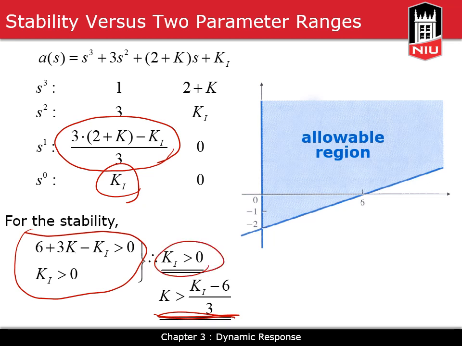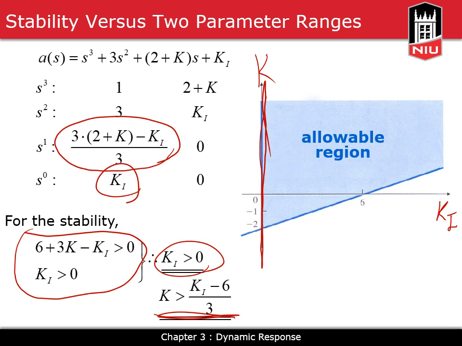The first one, let's draw the line of Ki equal to 0. Let's say Ki is on the horizontal axis and K is on the vertical axis. The Ki equal to 0 line is this line here. Draw the line. Now our inequality is Ki has to be greater than 0. That means the right side of this line is acceptable.